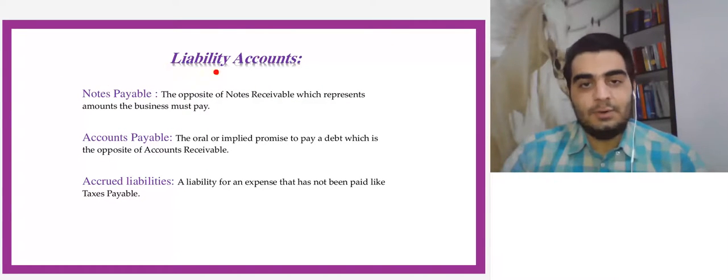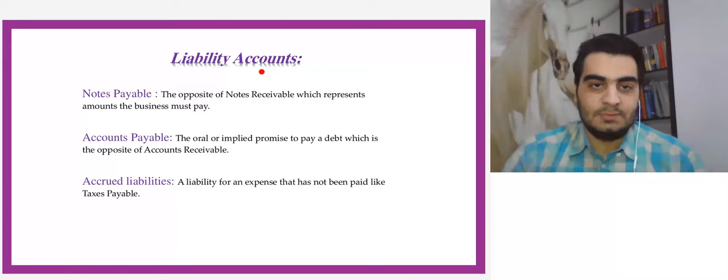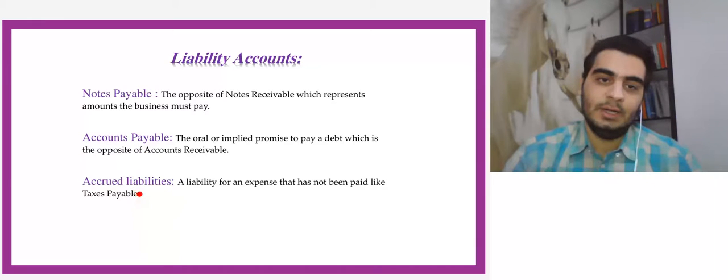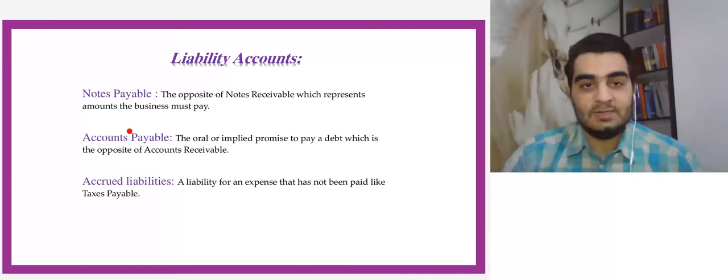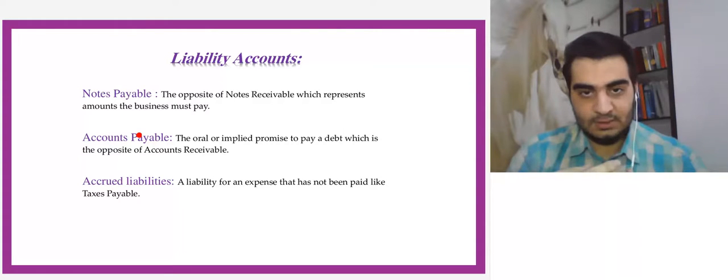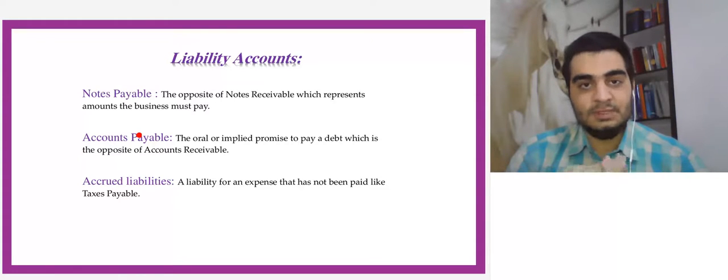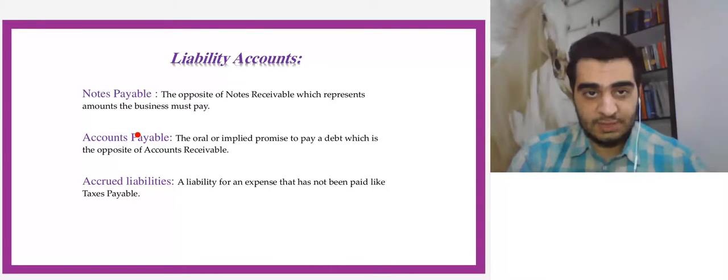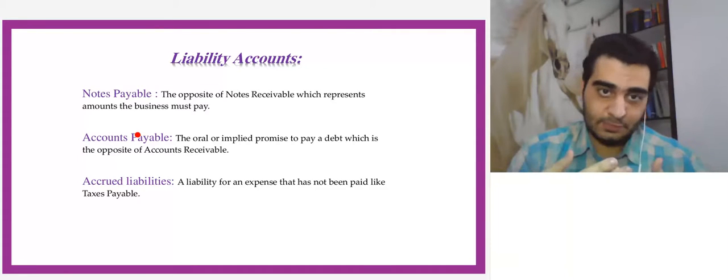The next category is liability accounts. There are three in this chapter: notes payable, accounts payable, and accrued liabilities. Notes and accounts payable are the exact opposite of notes and accounts receivable, with a very important difference. For payables, we have to pay an amount of money to some person or some company. It's a debt, which is a liability, of course.